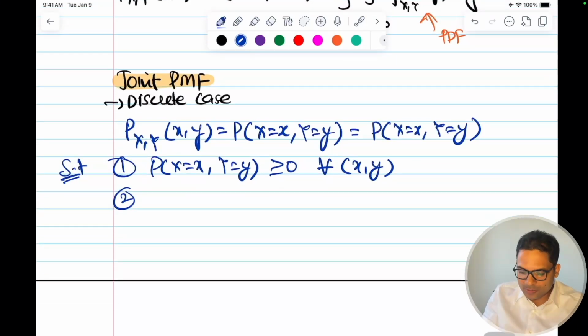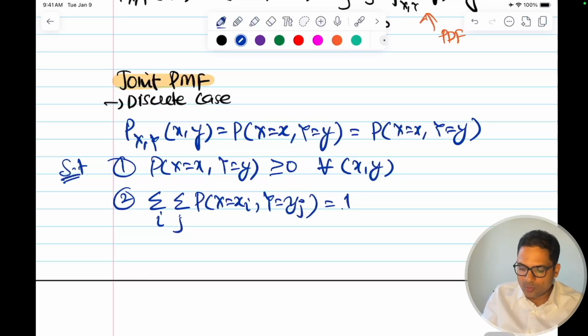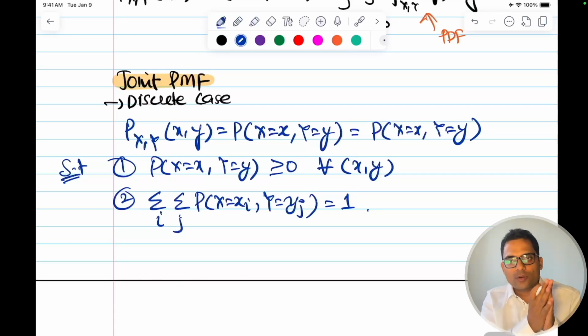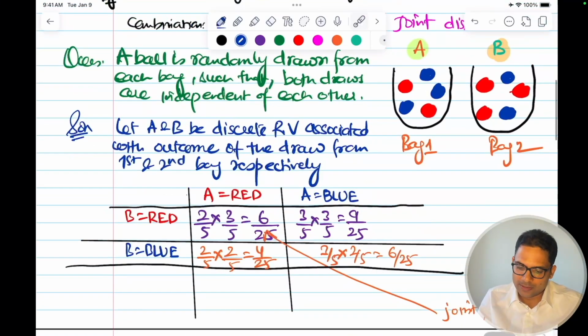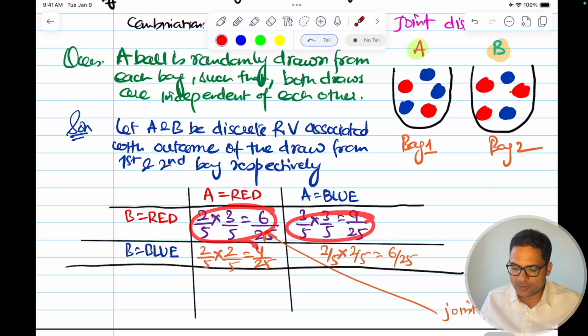So what will be the summation? Sigma i, sigma j, and then probability of X equal to xi, comma, Y equal to yj. This should sum up to 1 because the max total probability is 1. All these should add up to 1. So I hope joint PMF is clear. So this is the notation, and this is the example that we discussed here, right? So this is the discrete case only.